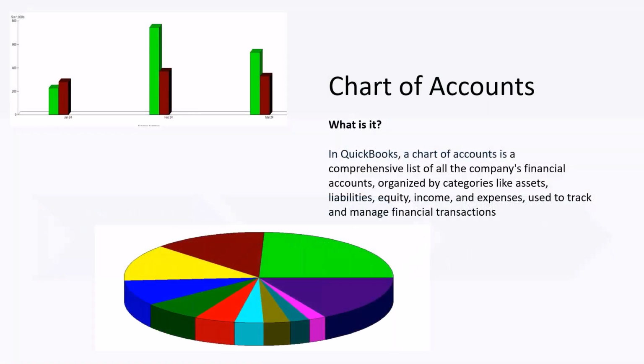Okay, so starting off, what is the chart of accounts? Inside of QuickBooks, the chart of accounts is a comprehensive list of the company's financial accounts. Sometimes you hear people call them GL accounts, so your general ledger accounts. They are organized by the different types or categories. So you've got assets, liabilities, equity accounts, income accounts, and expense accounts. These are used in transactions to help track and manage where a company is financially.